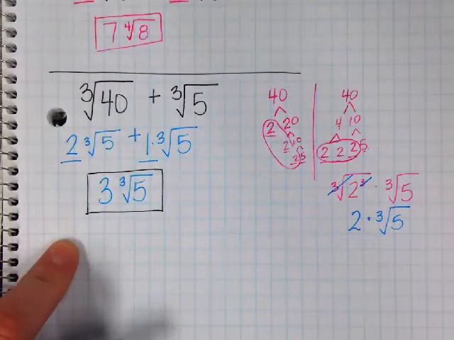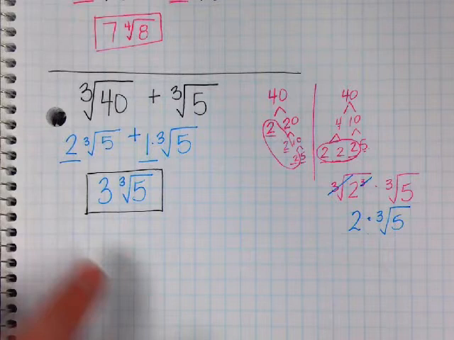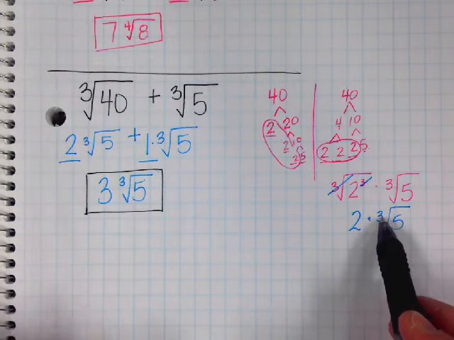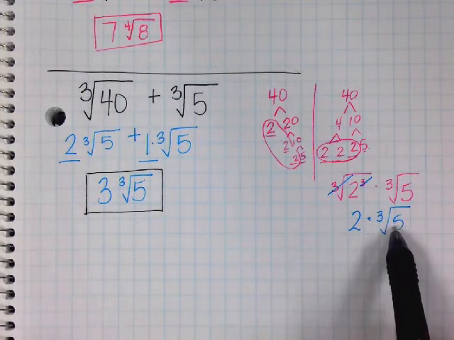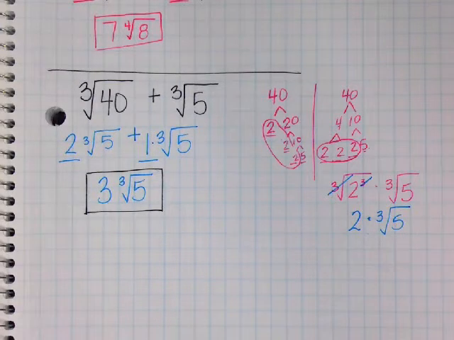So again, if you look at this problem, we simplified this by writing the cube root of 5, or 2 cube roots of 5, I'm sorry, and then we did the third root of 5.